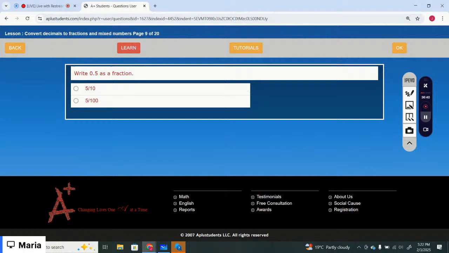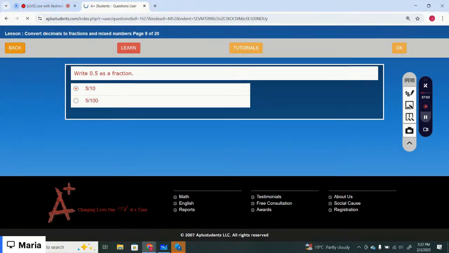Write 0.5 as a fraction. That is 5 over 10. Option number 1 is the correct option.